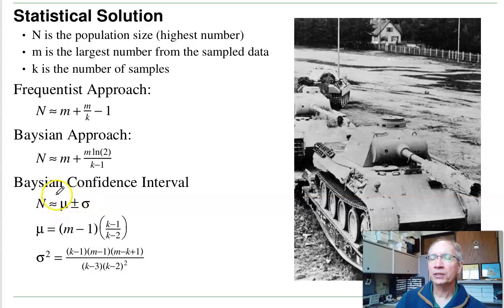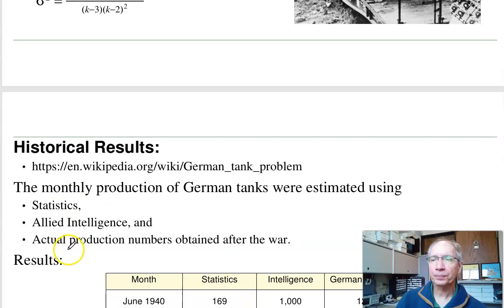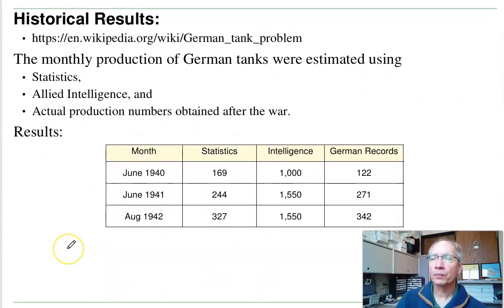I'm going to say that there's somewhere between mu plus or minus sigma tanks built, where mu is m minus 1 times k minus 1 over k minus 2, and sigma squared is this formula. So for example, using those formulas, here's what actually wound up happening.